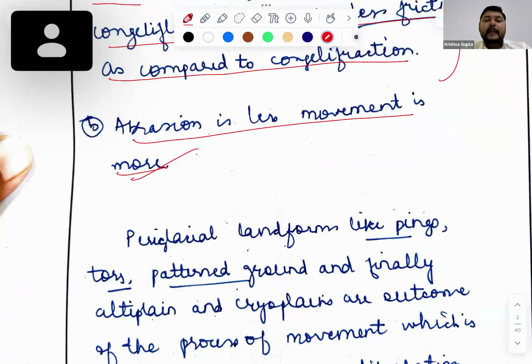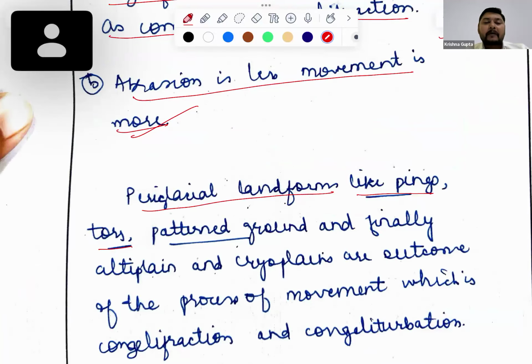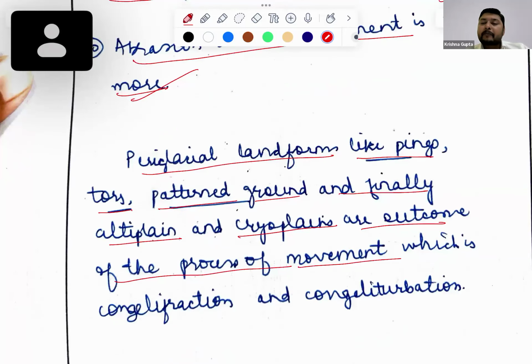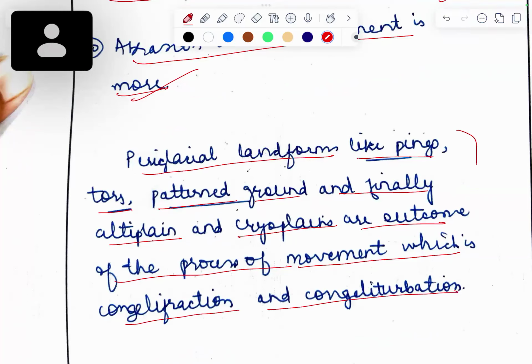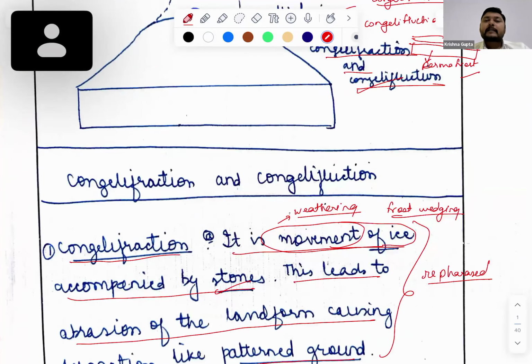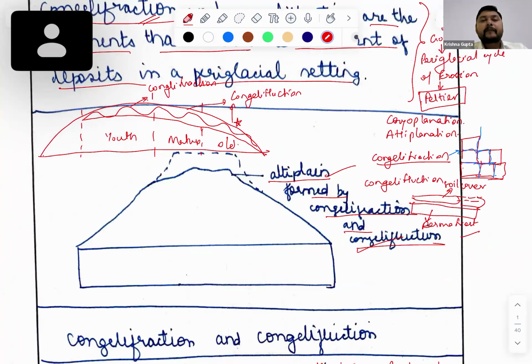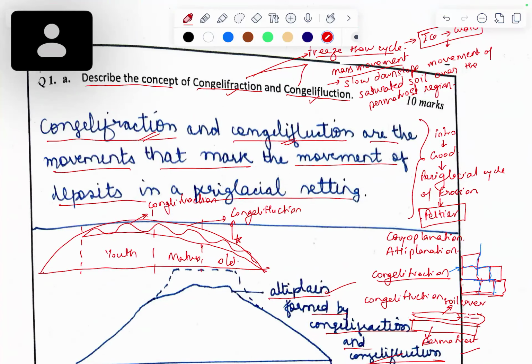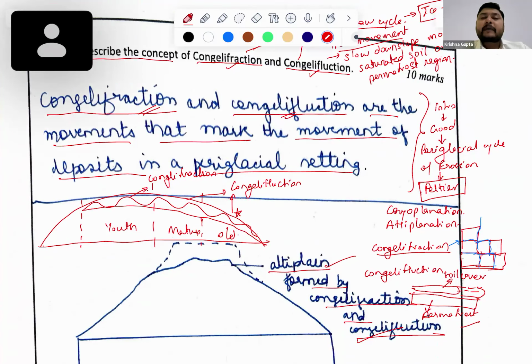Periglacial landforms like pingos, tors, patterned grounds, and finally altiplanes and cryoplanes are outcomes of the process of movement, that is congelifraction and congelifluction. So the conclusion is good. But I can see that the concepts of congelifraction and congelifluction are quite intermixed, so we can work on this part.